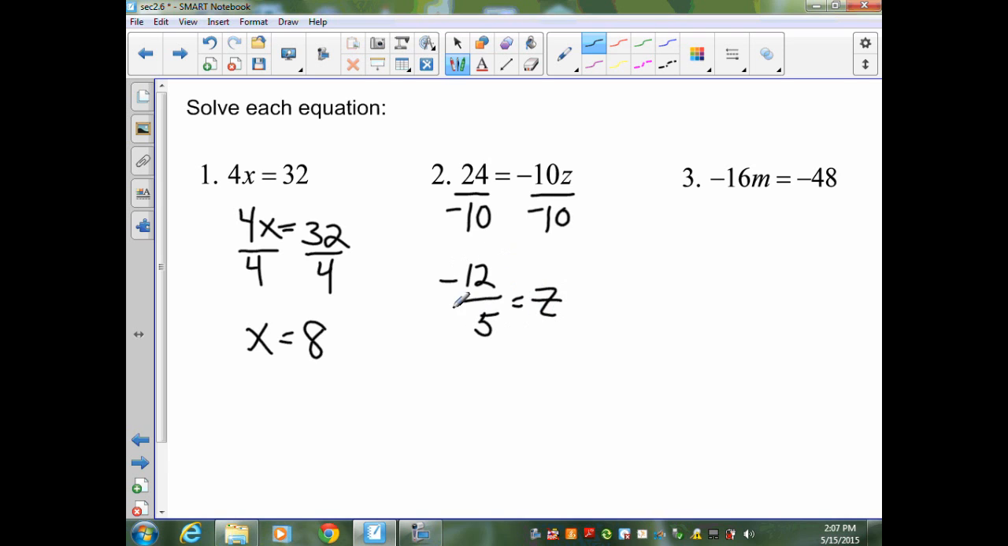In this case, I can leave this as an improper fraction, but the improper fraction is simplified from the original. In other words, no factor can go into both. There are no other common factors.